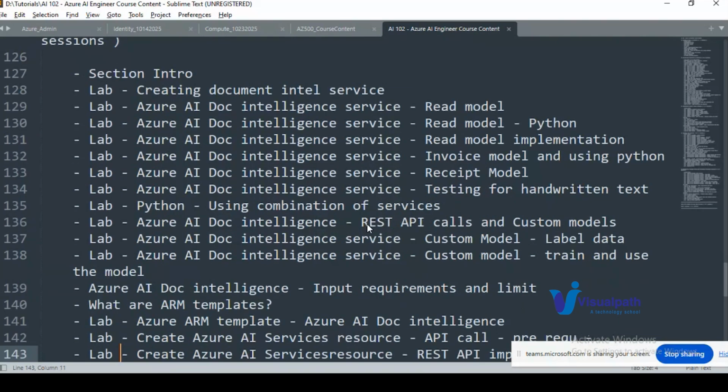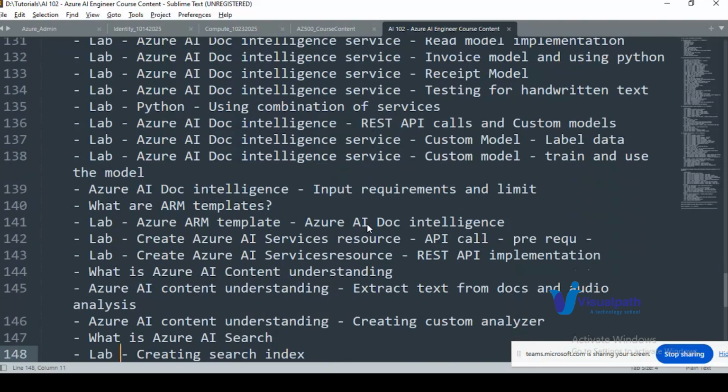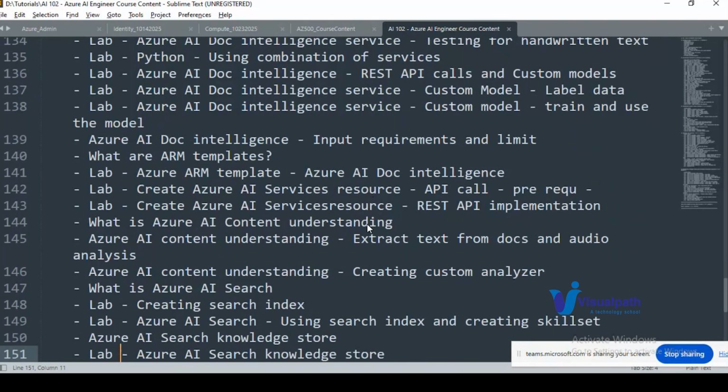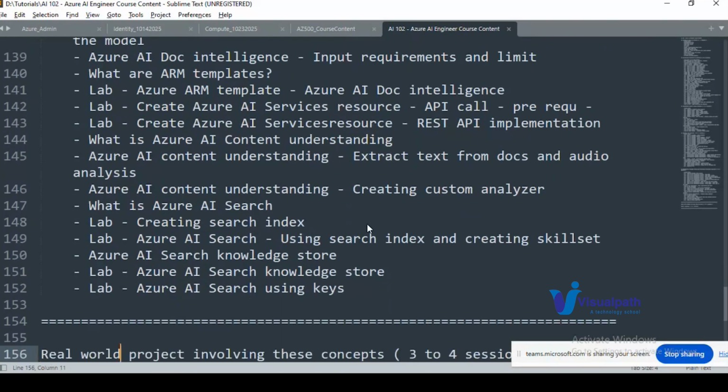There is something called document intelligence. You upload a document and it's going to get the summary out of it. You can extract the text from the documentation. Audio analysis. We can create custom analyzer, and then you can go for Azure AI search knowledge store and search using this. So Azure AI search is going to be there throughout, because Azure AI search is what is going to be used by the model to search for the documents and retrieve that information.